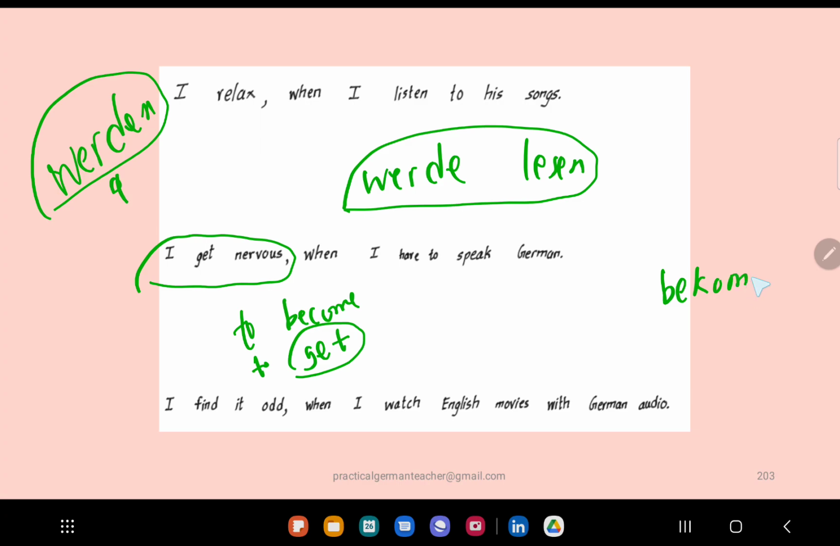But bekommen and werden are different. When you use werden for to get, usually the object is a noun or an adjective, right? Bekommen, when you use it, the object is a noun, but it means to get something, the act of receiving. Here, to get means something else, right? You know what I get nervous means, you're getting nervous. So there's a change in state. Here you will use werden.